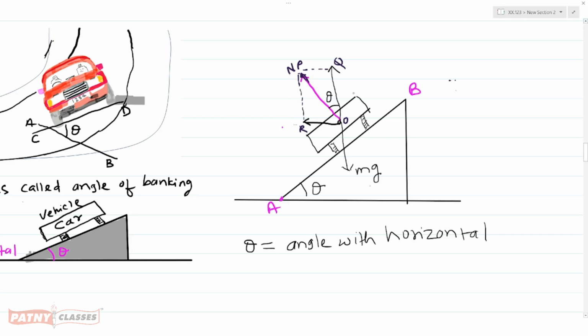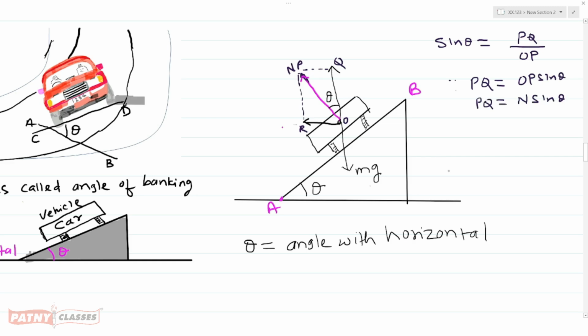Now I have completed the triangle. So I need to find the horizontal and vertical components of normal reaction. From the diagram, I have sin theta equals PQ upon OP. OP is nothing but the normal reaction. Therefore, the horizontal component PQ equals OP sin theta, that is PQ equals N sin theta. PQ is the horizontal component of normal reaction.